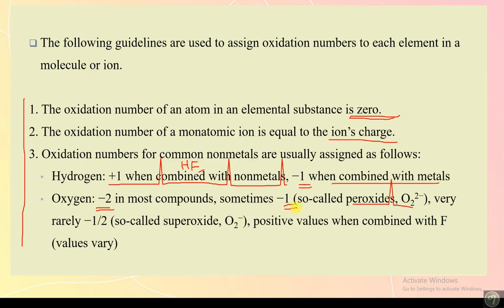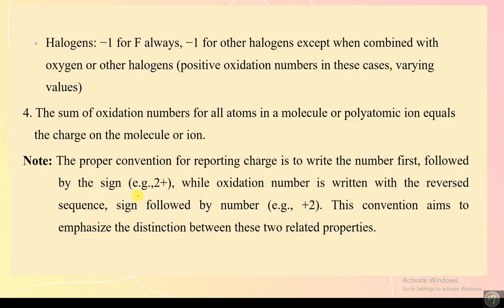Oxygen is commonly negative 2, but as an exception, in a peroxide, for example O2 2 minus, the oxidation state of oxygen is negative 1. In superoxide, O2 minus 1, the oxidation state of oxygen is minus half. And sometimes if oxygen is reacted with electronegative atoms, that's fluorine, rarely oxygen may have a positive value. These are exceptions: superoxide, peroxide, and reaction with fluorine. Otherwise, the dominant oxidation state of oxygen is negative 2.